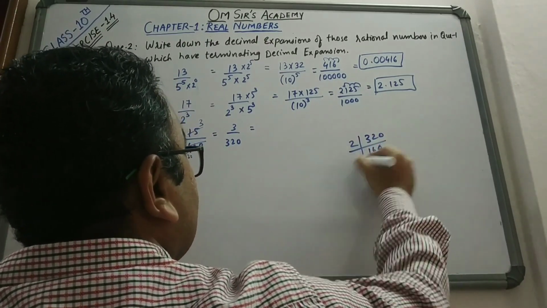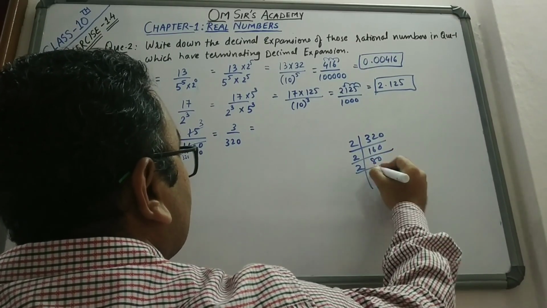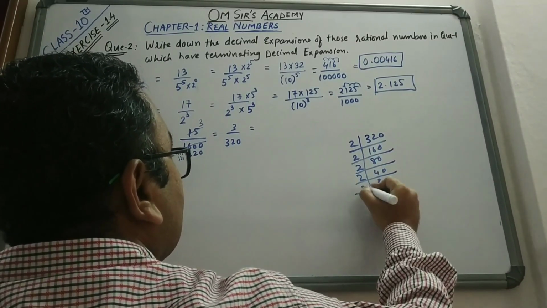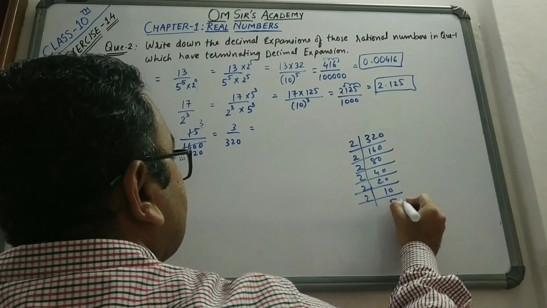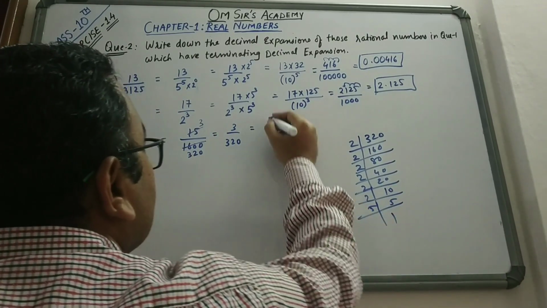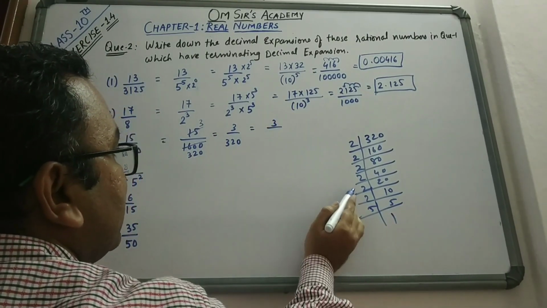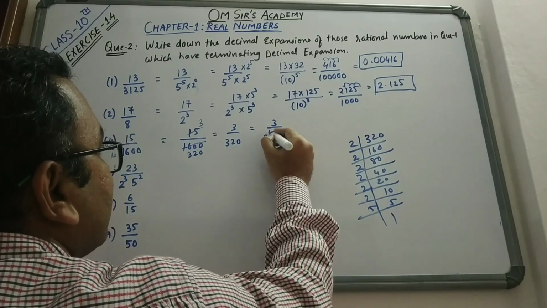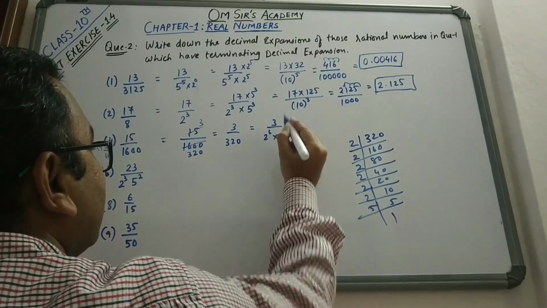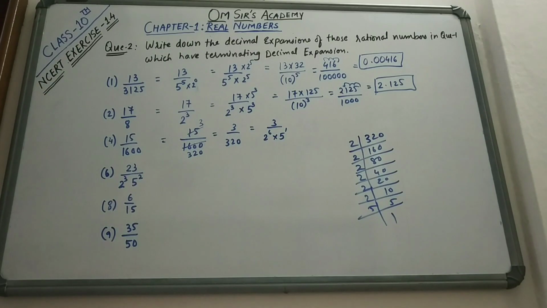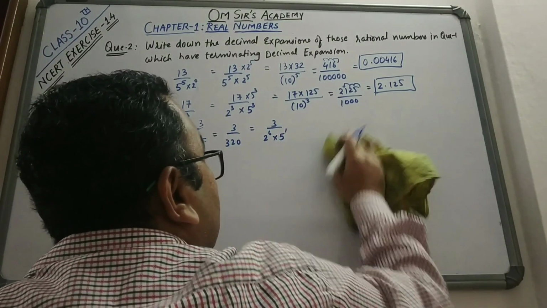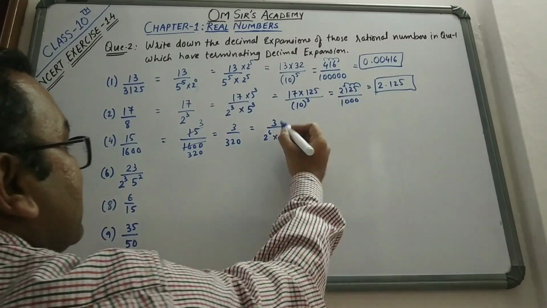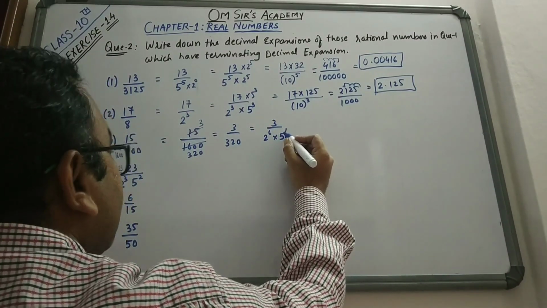2 160s are, 2 80s are, 2 40s are, 2 20s are, 2 10s are, 2 5s are, and 5 1s are. So 3 upon 1 2 3 4 5 6, 2 raised to power 6 into 5 raised to power 1. Is it clear friends? So in this case, now which has a lesser power? 5 has a lesser power over here.